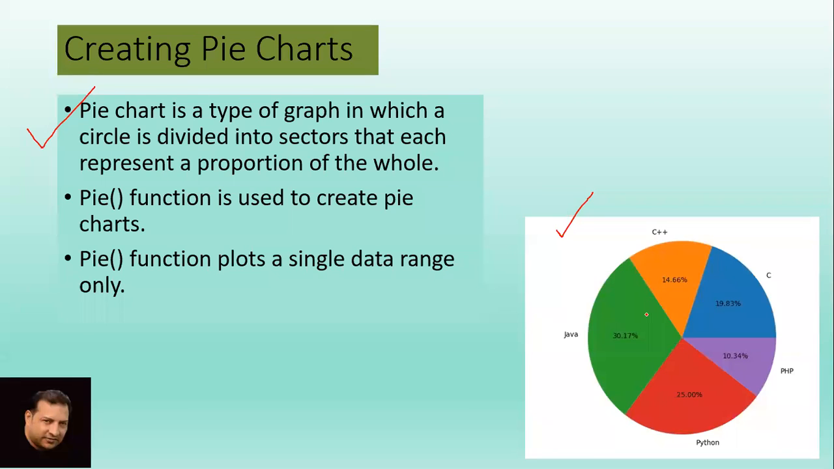and here let us take example of Python. It is showing 25%, 25% of the whole. So these are all proportions. Pie function is used to create pie charts. This function plots a single data range only. We cannot use multiple data ranges, just like in bar graphs.